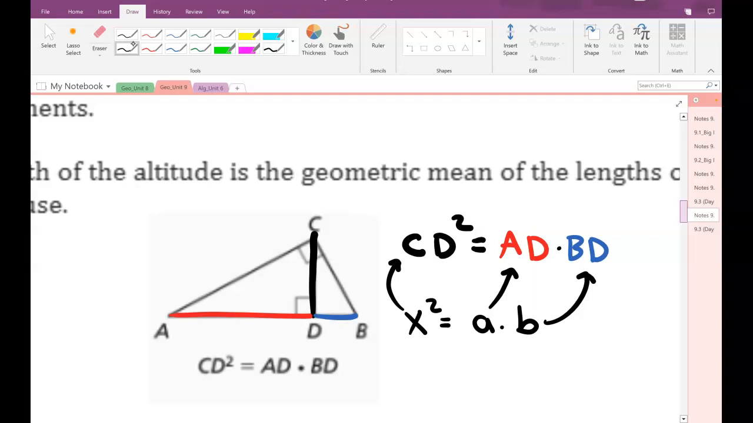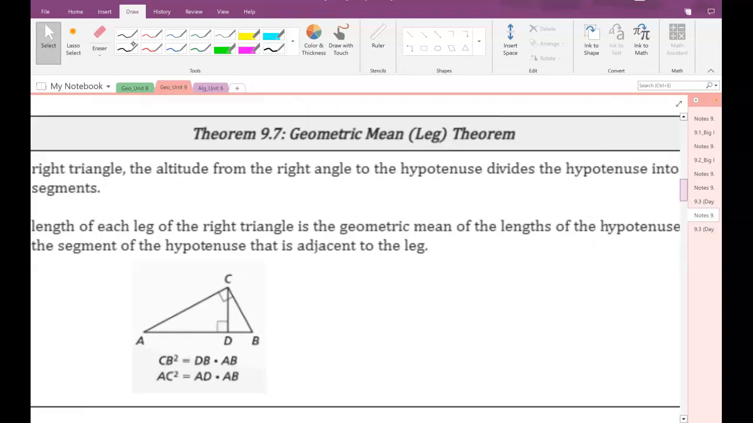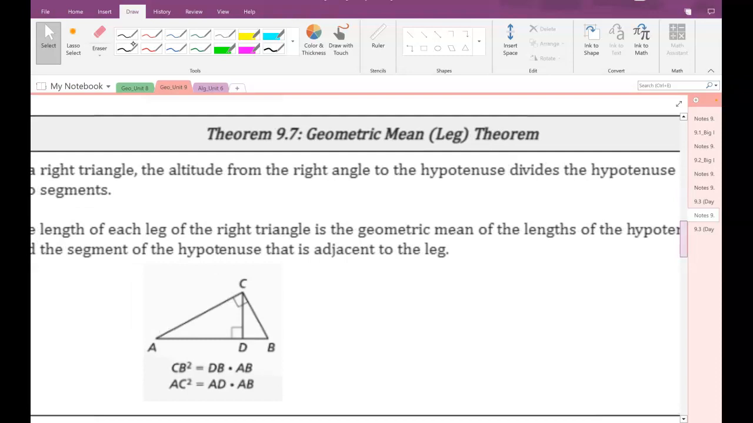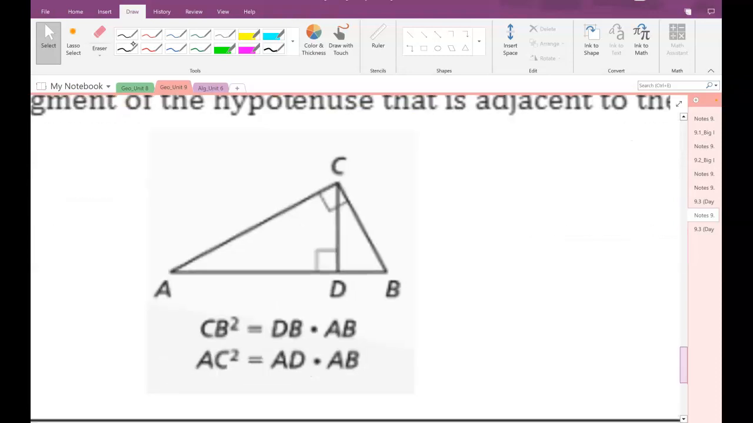The second one, there's just some more vocabulary in there that we have to pay attention to. So our second one is the geometric mean, but now we're talking about the leg of a triangle. So the two legs of this right triangle would be CB and CA. Those are both legs of our triangle because AB is our hypotenuse. So again, with our altitude CD, our hypotenuse is broken up into two segments. We have A to D and B to D.